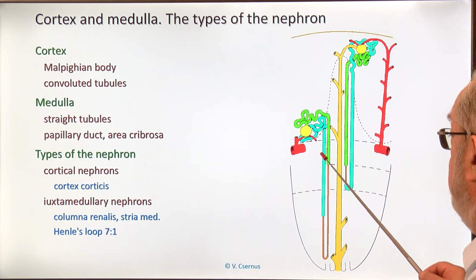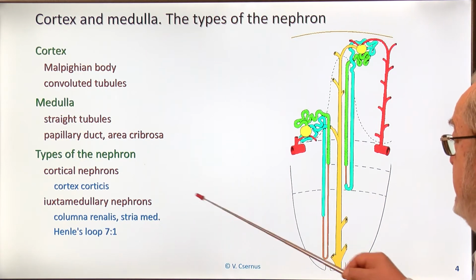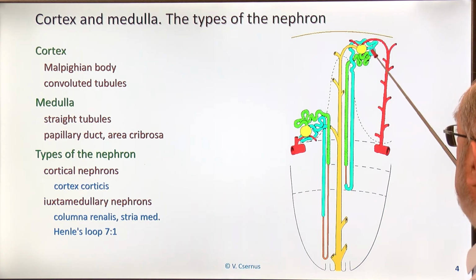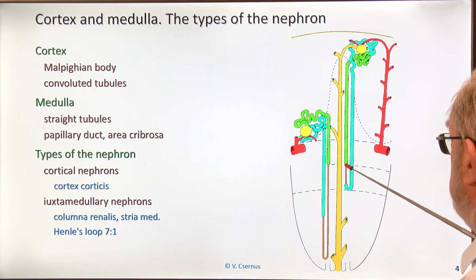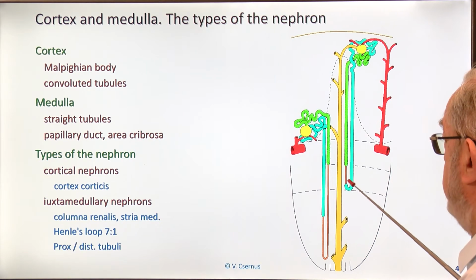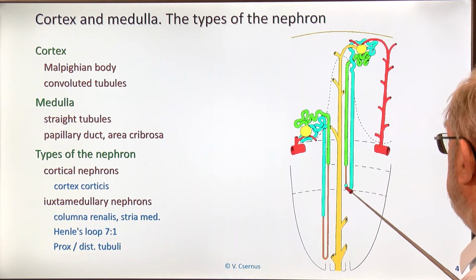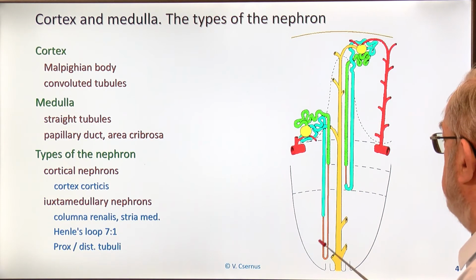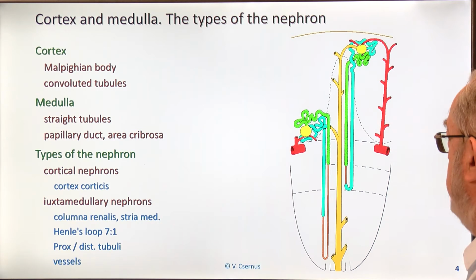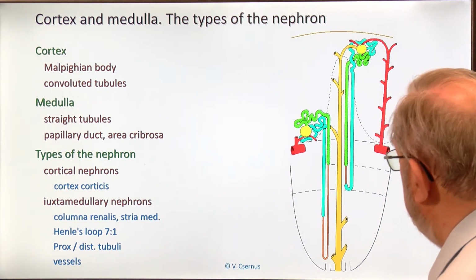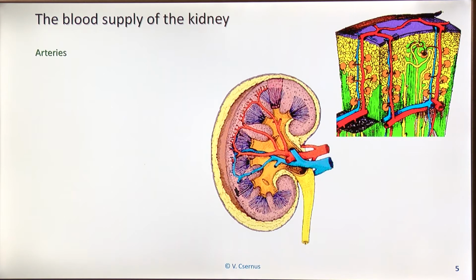Whatever I described, the proportions are valid for juxtamedullary nephrons, in which we have a very long Henle's loop, unlike the cortical nephrons, which have a short Henle's loop. Also, the distal tubule has a different proportion. We have a much longer distal tubule in the cortical type of nephrons and shorter in the juxtamedullary nephrons. Also, the vessels are different, and that I will describe later on with the vessels.